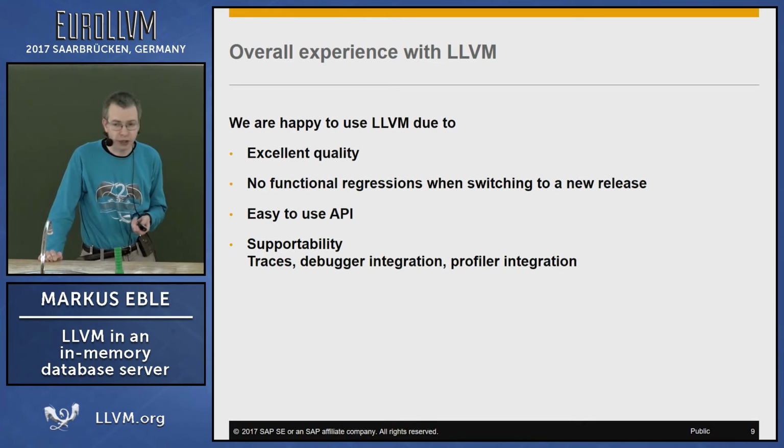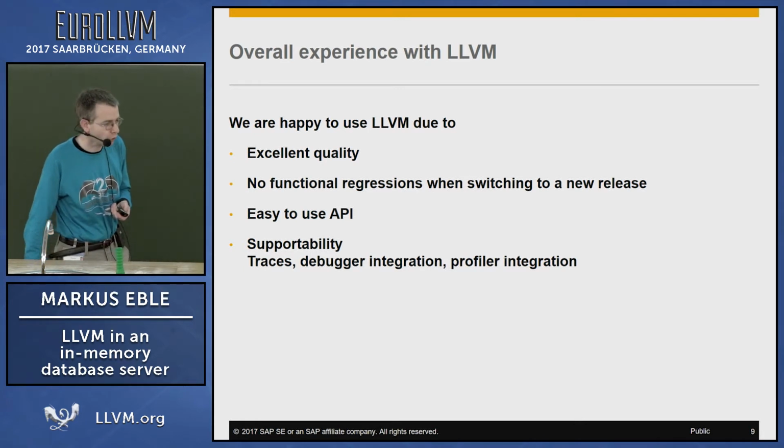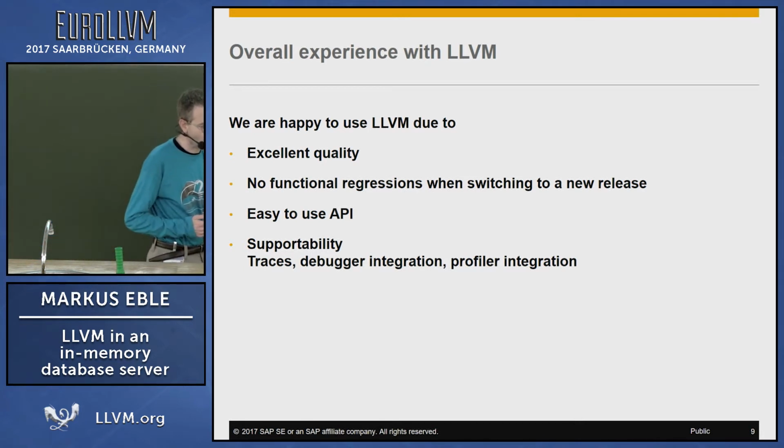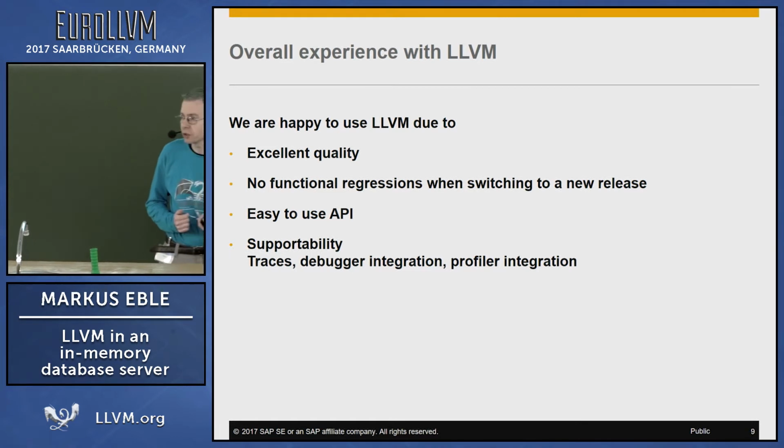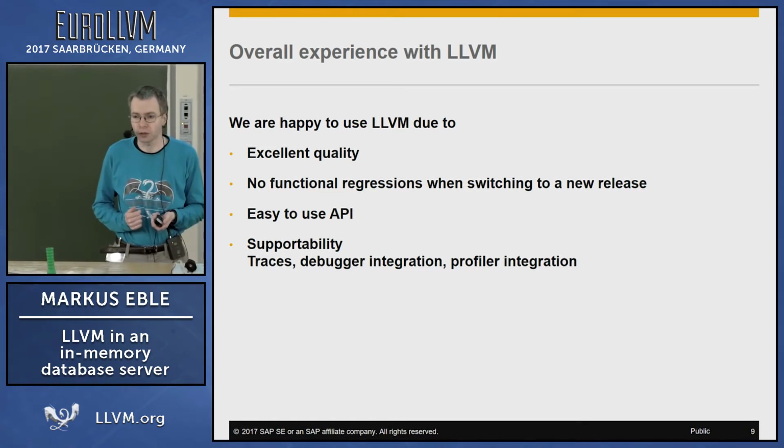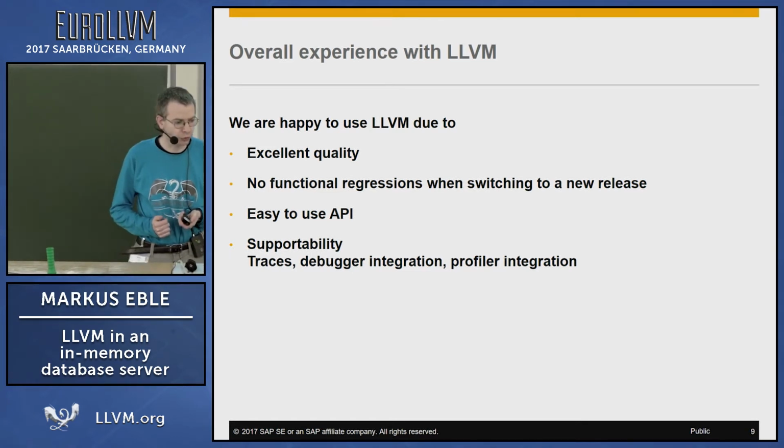We also found the APIs easy to consume. It took us half a year, yes, to have the first productive version. So that went also really well. And we also like the supportability, both the traces you can have when you have problems in the compilation with LLVM itself. And also, it is really great to have the ability to integrate GDB or some other debugger if you have a problem with the code you have generated.